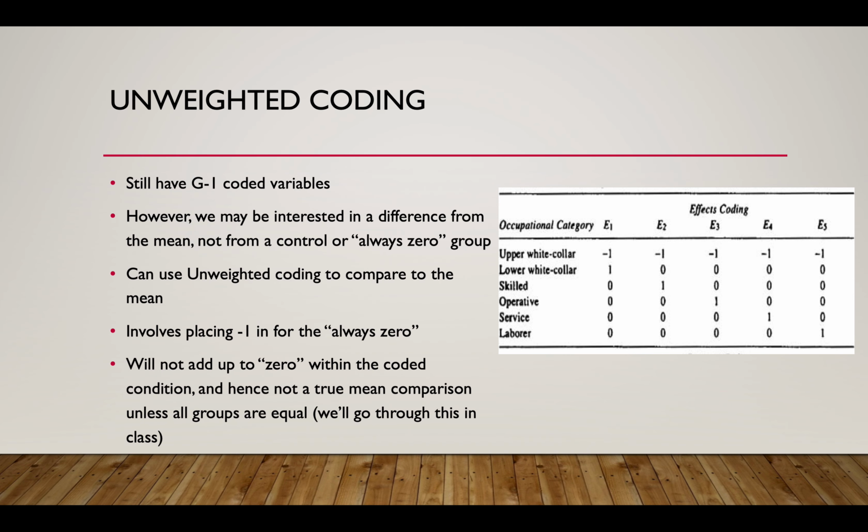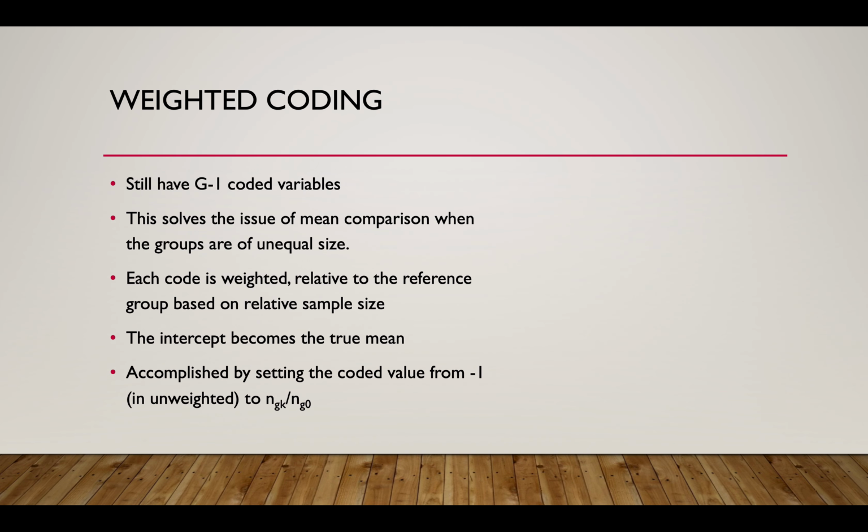The next thing that we're going to do is actually weighting the variables. So in this case, you'll still have g minus 1 coded variables. However, it solves the issue of mean comparison. Now we're going to look at this in class, and I'll show you that when the groups are close in size, then you wind up getting an intercept that's fairly close to the total mean, but not exact unless all of the groups are the exact same size. However, weighted coding allows you to reflect the relative difference in sample size or in group size across conditions. And the intercept in this case actually does become the true mean.